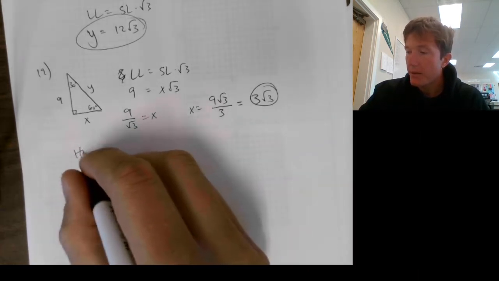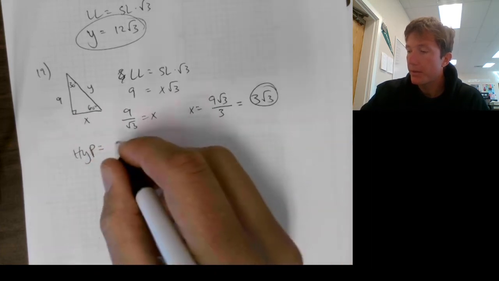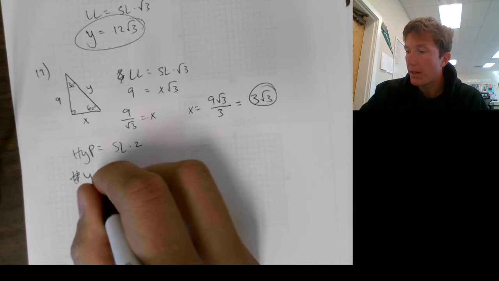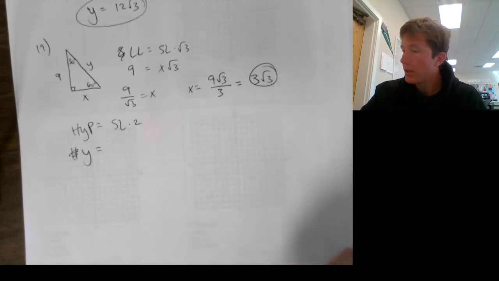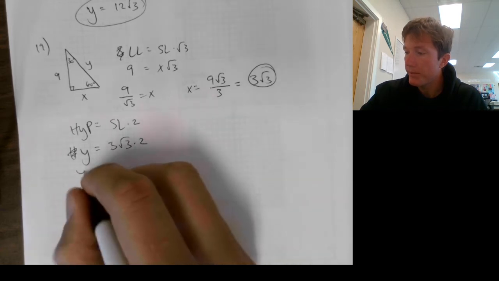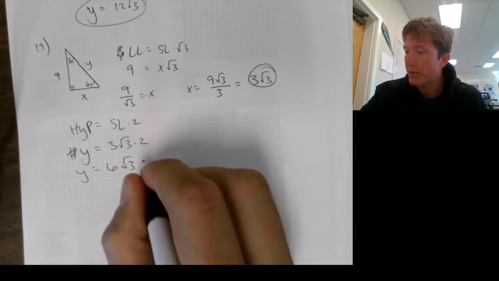Now the hypotenuse is equal to the short leg times 2. In this case, the hypotenuse is y. So it's going to be the short leg, which is 3 root 3, times 2. So y equals 6 root 3.